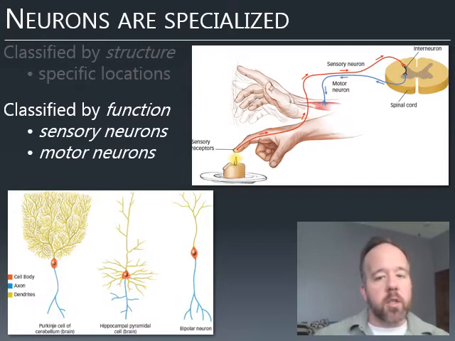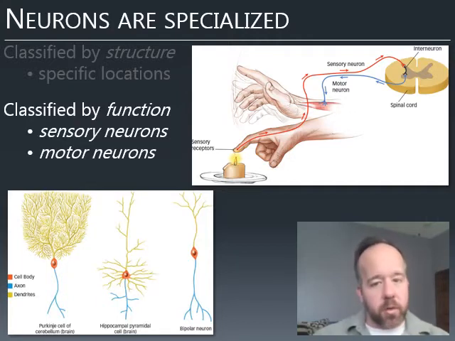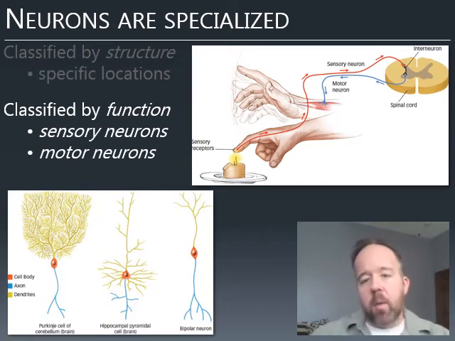You have motor neurons, which kind of do the opposite. They take information from the spinal cord, and these will be commands to move muscles, and transfer those signals to the relevant muscle group. So that way the muscle will contract. That's how we move around. Motor neurons sending signals to our muscles to cause them to contract.